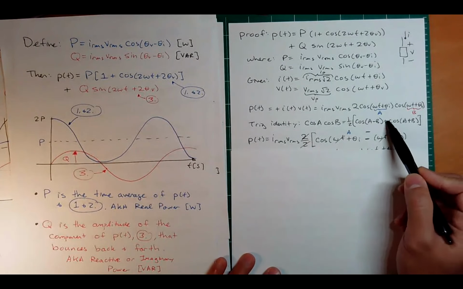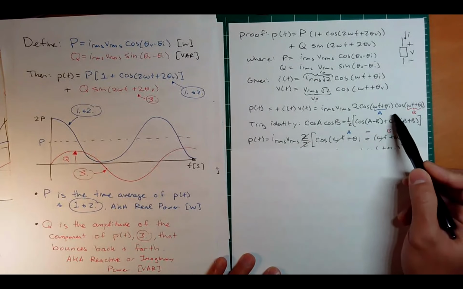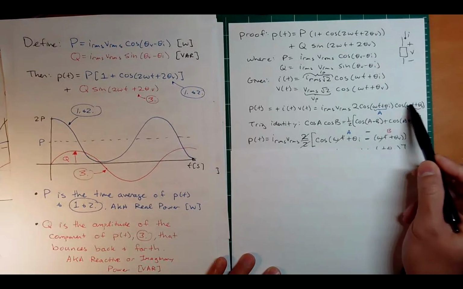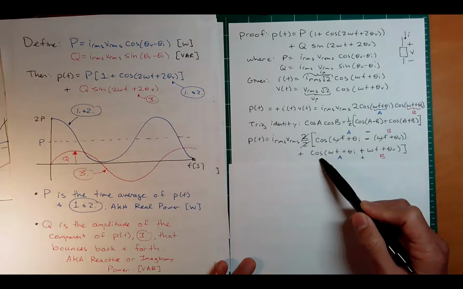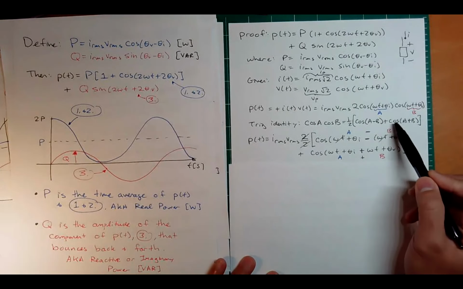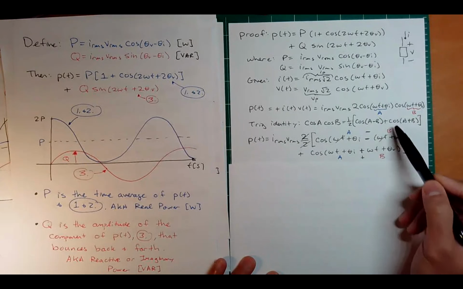Good. And look at this. On the inside, I have cosine of A minus B. That's the first one, so it's this one minus this one. Good. Plus cosine of A plus B, and it's just this one plus this one. Good. I'm just pattern matching the trig identity.